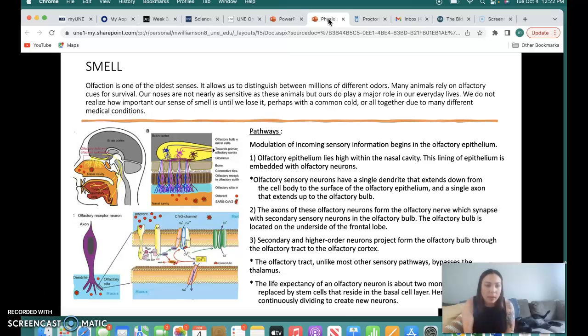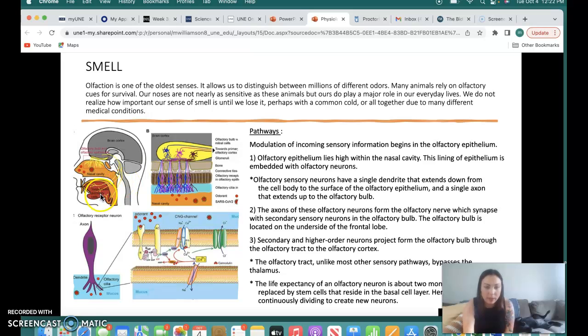Okay, so the pathway in the sense of smell. The modulation of incoming sensory information begins in the olfactory epithelium. And we're talking about this area up in here. Olfactory epithelium lays high within the nasal cavity. This lining of epithelium is embedded with olfactory neurons.